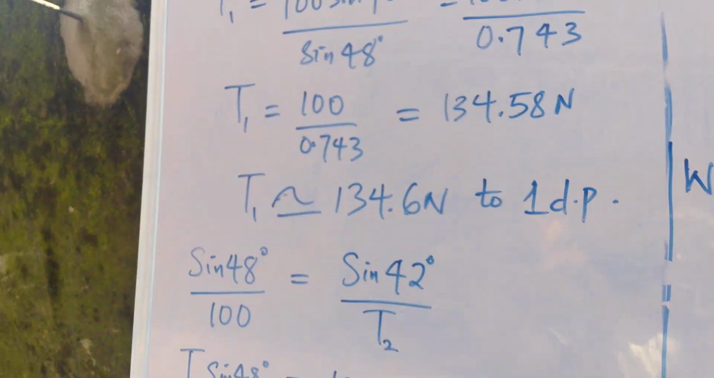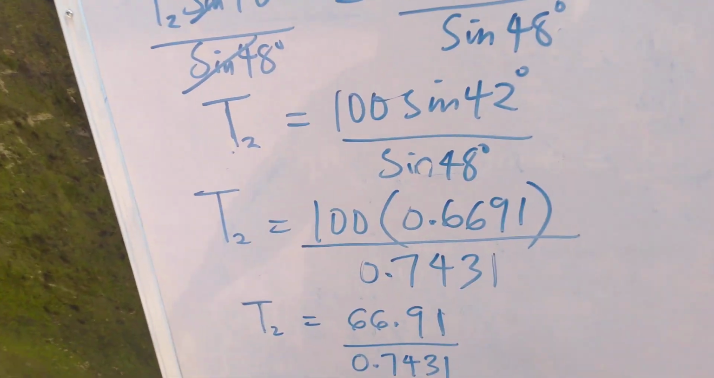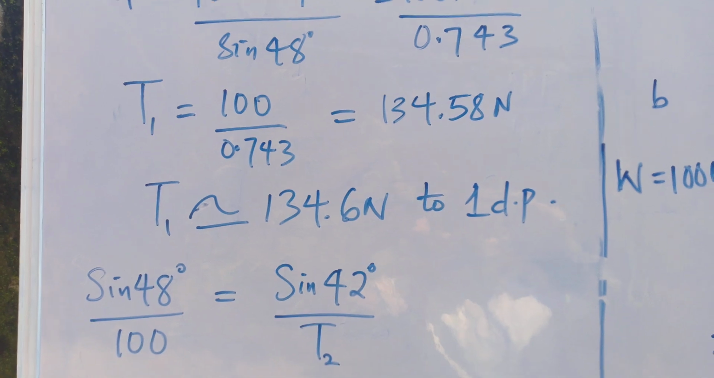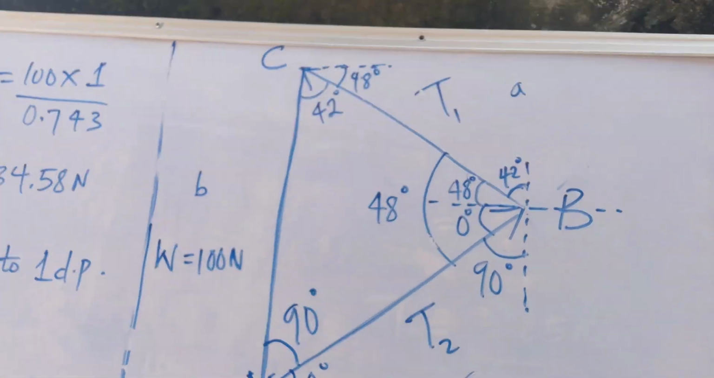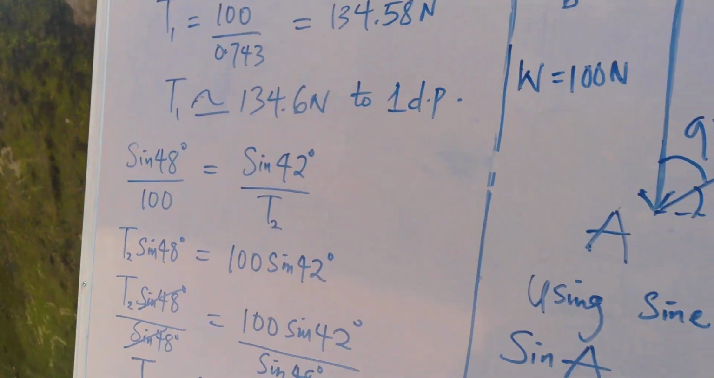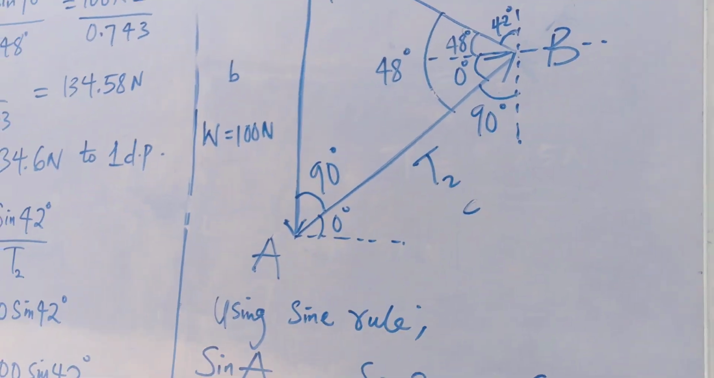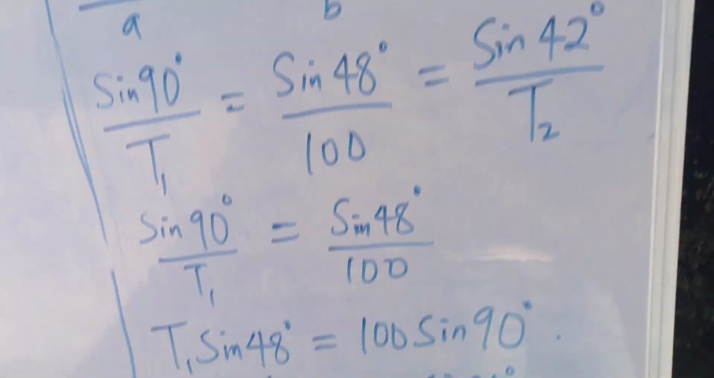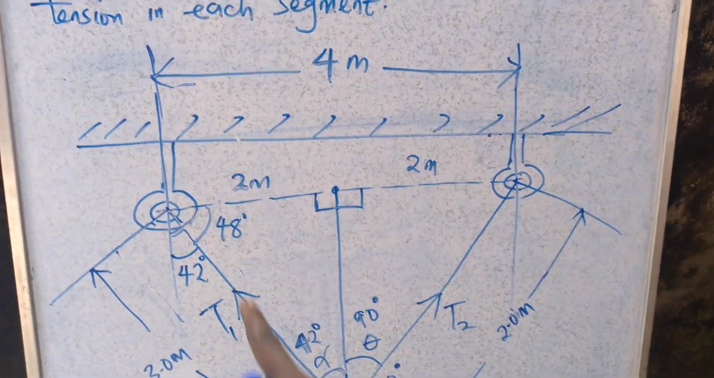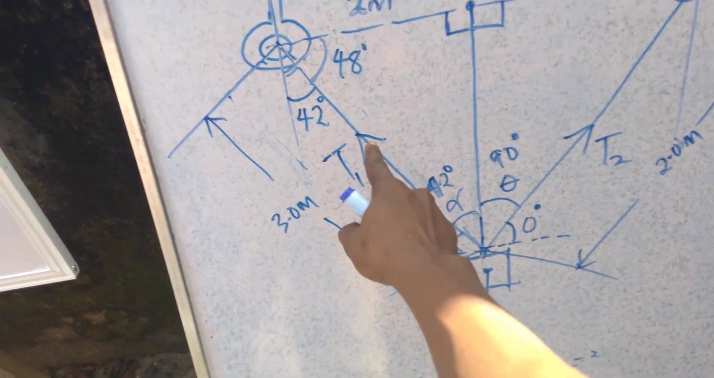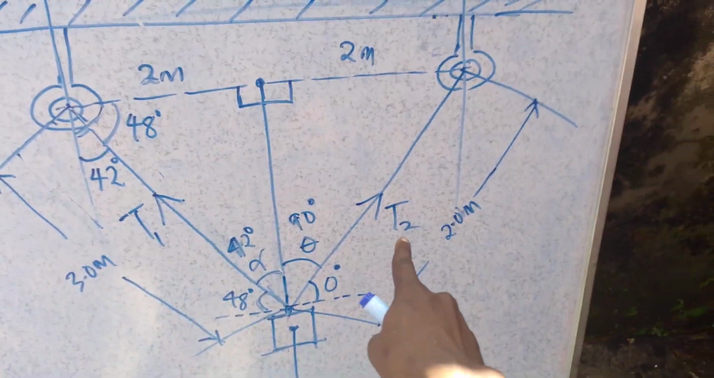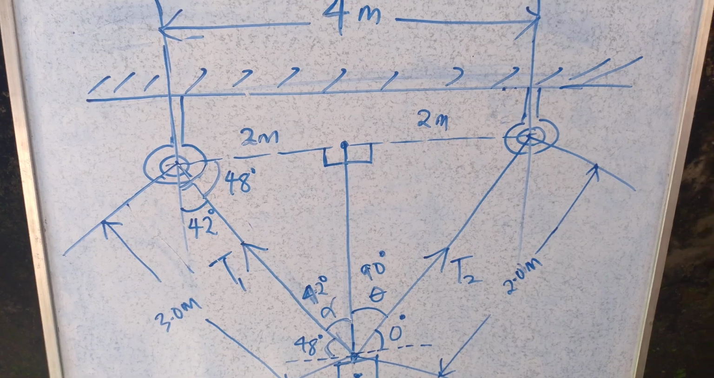Okay, so take note of everything we have done. This is T2, 90.04, and T1 is this. This is a diagram showing you the triangle of forces. And this was the actual diagram, the two hooks. So we have solved tension T1 as 134.6 Newton, and tension T2 as 90.04 Newton.